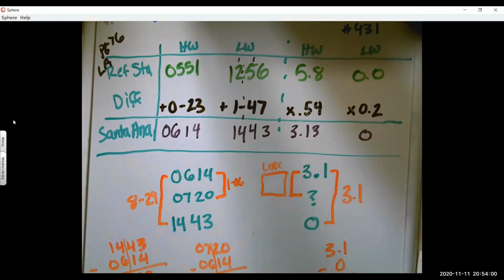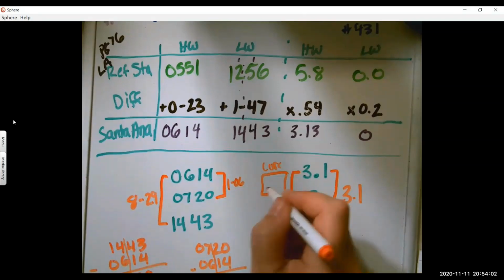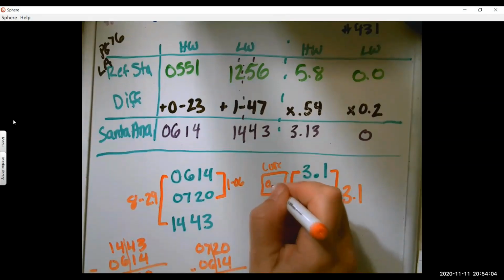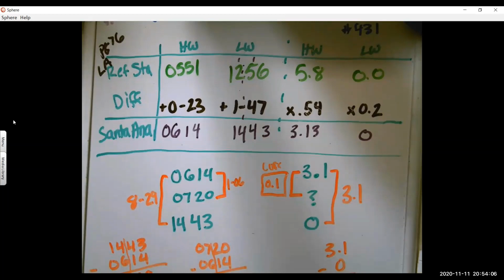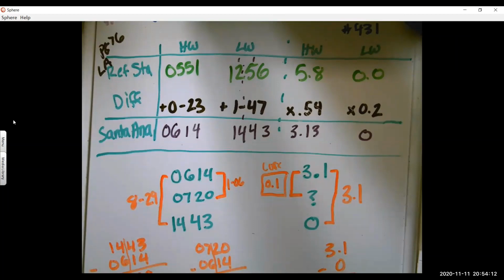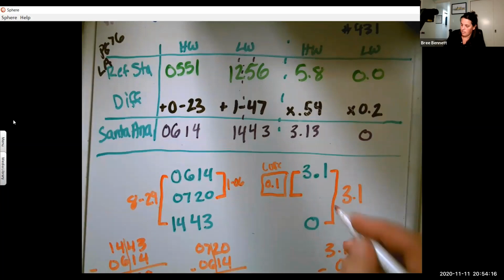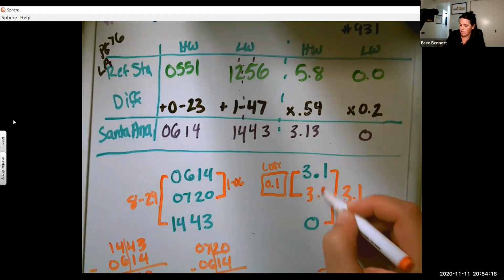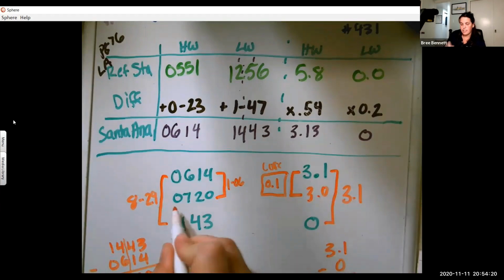0.1. 0.1. Are we going to add or subtract that? Subtract. Subtract. So we get a tide of 3.0 at 7:20.